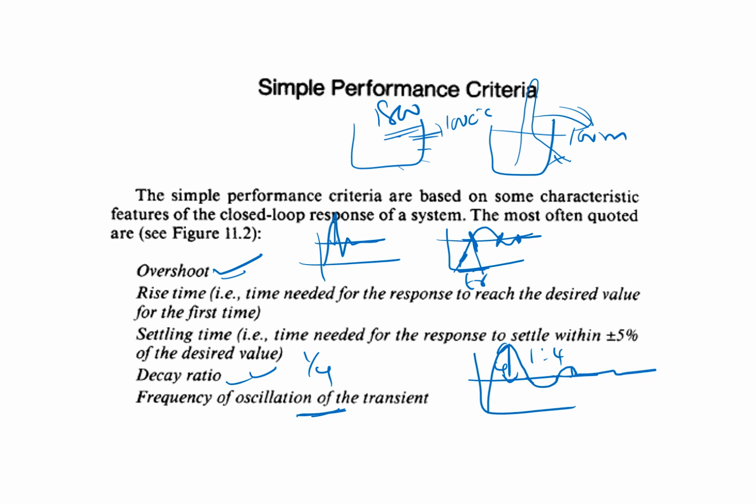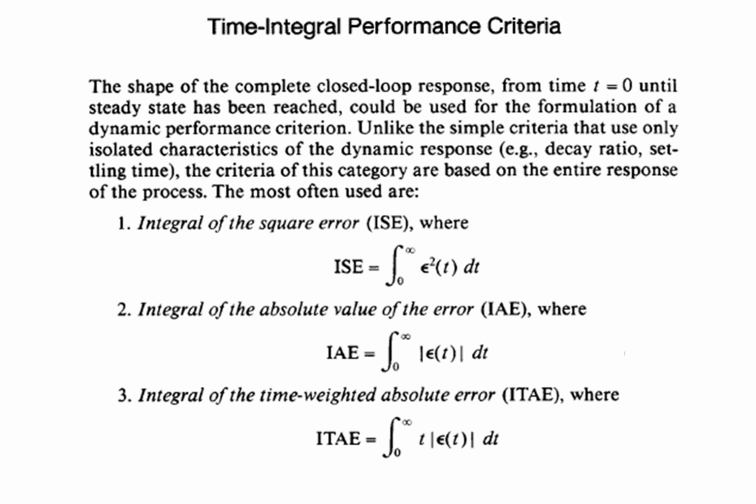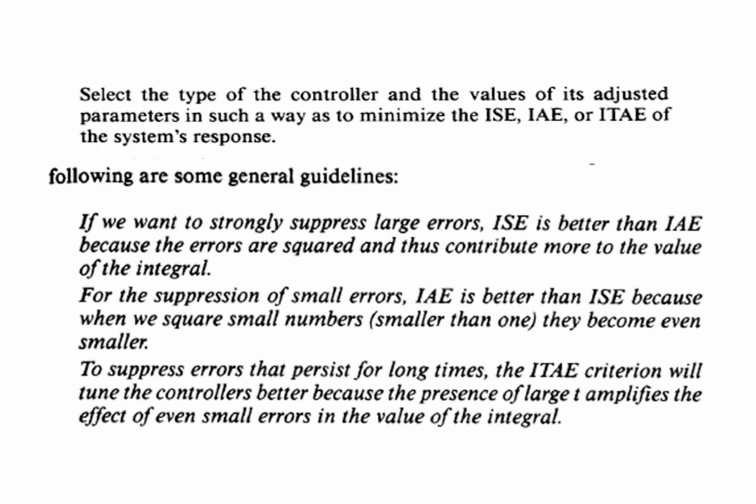Still now we are using these in the industry. Okay. Then time performance criteria. Already we have discussed your ISE is this one, and IAE, and then absolute error. Then if you want to suppress large errors, how does it produce large errors? Because this is squared. If you square the term, it produces more error. So if you want to strongly suppress large errors, then use ISE. Then for the suppression of small errors, because square produces more error, absolute produces less error. If you want to suppress small errors, then choose IAE.